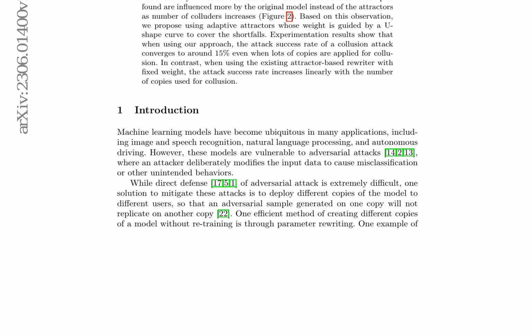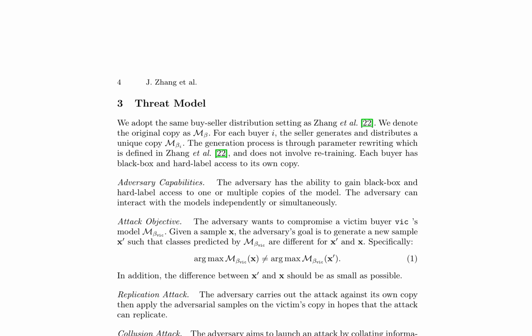Experimental results demonstrate a significant reduction in the attack success rate, converging to around 15% even with a large number of copies for collusion. This approach builds upon parameter rewriting and introduces a flexible weight mechanism guided by a U-shaped curve, enhancing resilience against both single-copy replication and multi-copy collusion attacks.